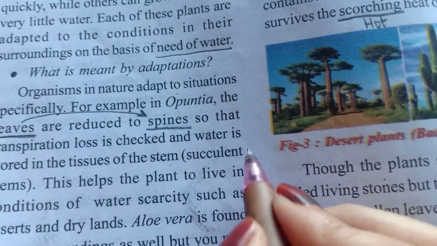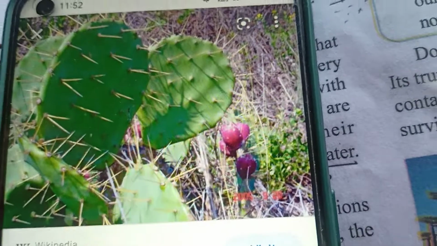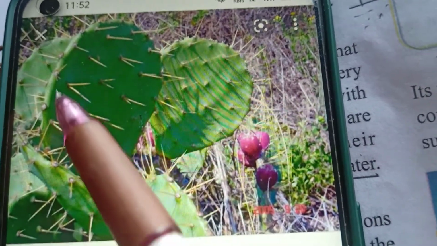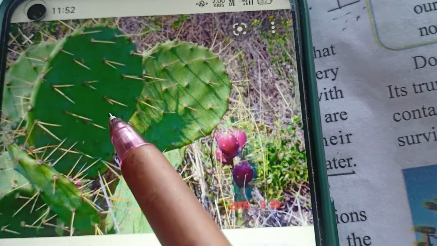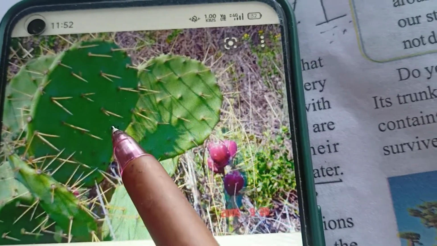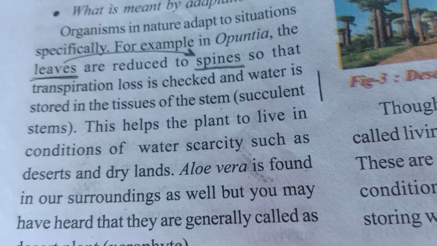Needle-like structure, the needle-like structure is nothing but spines. See here, this is an Opuntia plant. As you can see, this is a green leaf. But due to scarcity of water, the leaves are converting into these spines, needle-like structures.